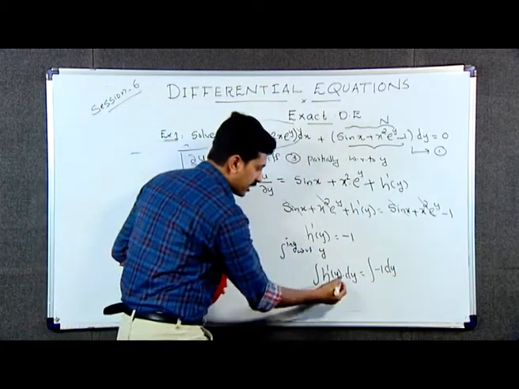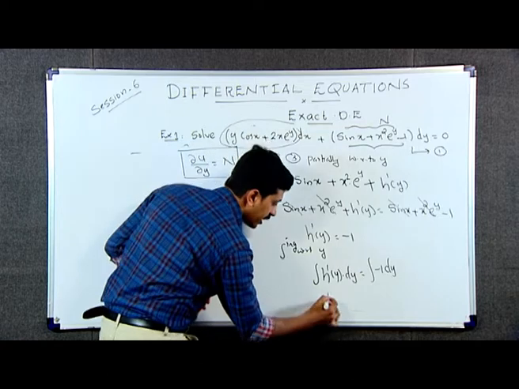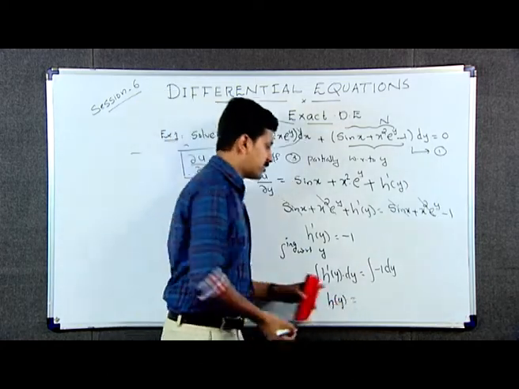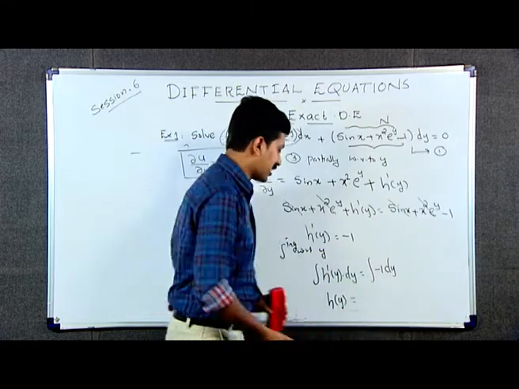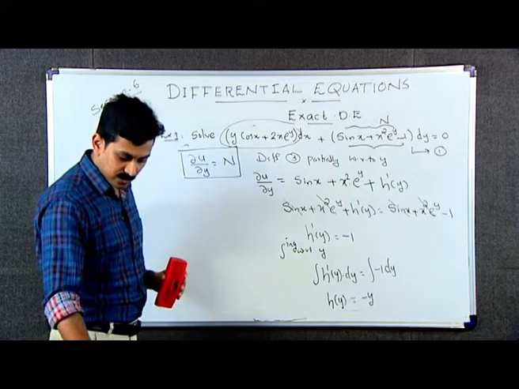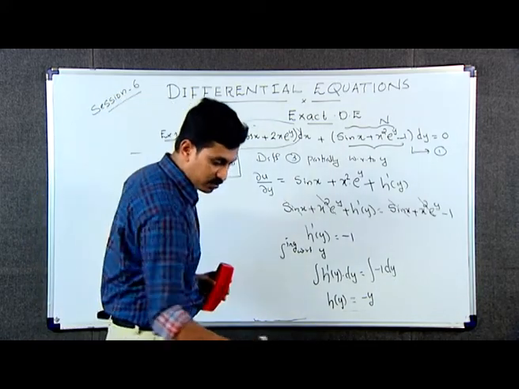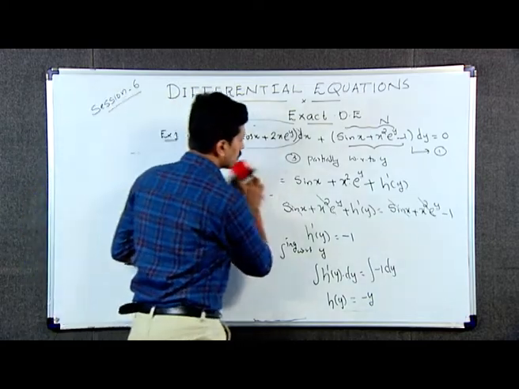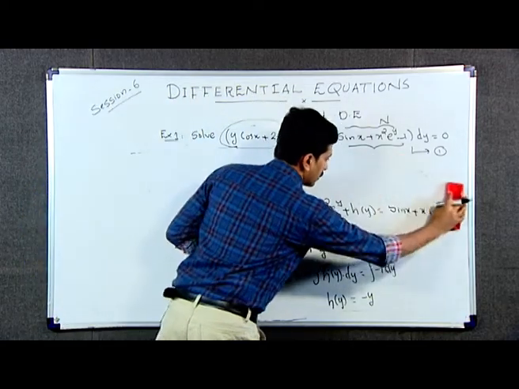Therefore, the integral of h dash of y, the integral of the derivative, will again give the function, and this is equal to the integral of minus 1 dy. The integral of minus 1 dy is minus y itself. Therefore, we have got the solution. We already found the solution as equation 3.